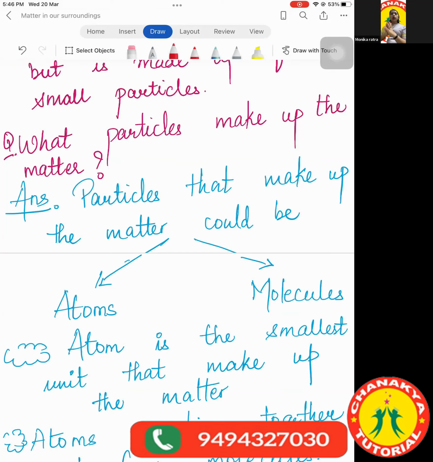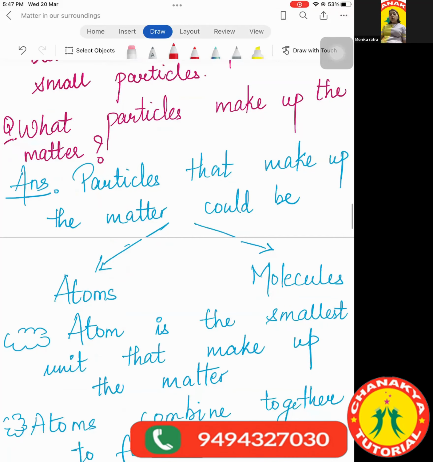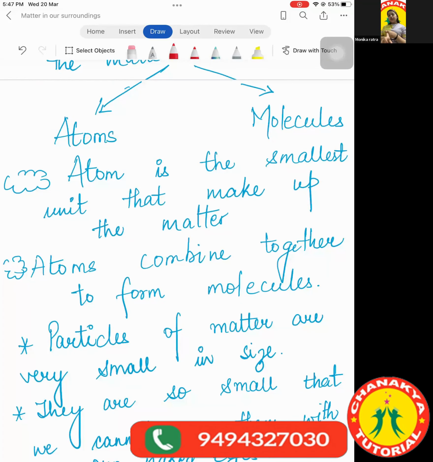Like, if we talk about a house, what do we say? A house is made up of bricks. First, we take one brick, we take another brick, we make one wall. Then we make another wall, and another wall, and we make a room. After making so many rooms, we get a house, right? So what was the building block of the house? The brick. Similarly, the building block of matter is the atom, the smallest unit which makes up the entire matter. When these atoms combine, they form molecules. I hope this is clear.